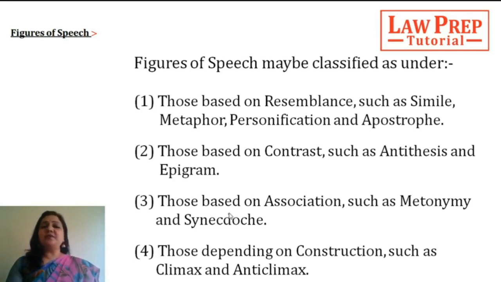There are some figures of speech which are based on association, such as metonymy. Metonymy comes from the Greek word metonym, where nym means name. You assign another name; that means you use a substitute, a synonym name for that. And synecdoche, which we're going to do today, is when part becomes whole and whole becomes part. It's a part-whole relationship, in which part represents whole and whole represents part. Right? There are some which are dependent on the construction, like climax and anticlimax. A twist and turn comes in the story, that's a climax. Anticlimax is when we move from the highest order to the lowest order, right?